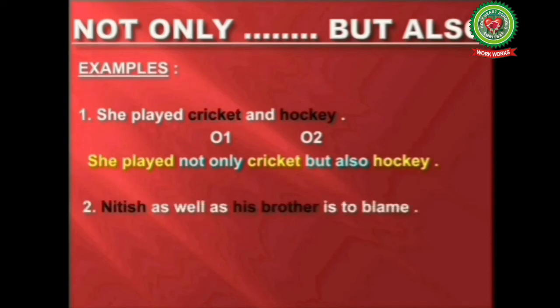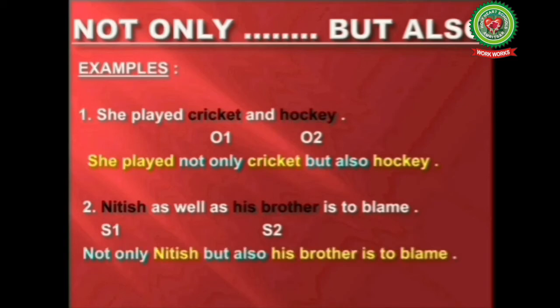Let's take one more example. Nitish as well as his brother is to blame. Now here again we have two different subjects. That is Nitish is subject 1 and his brother is subject 2. So here students, we have to write not only with subject 1 and but also with subject 2. So our answer will be not only Nitish but also his brother is to blame.